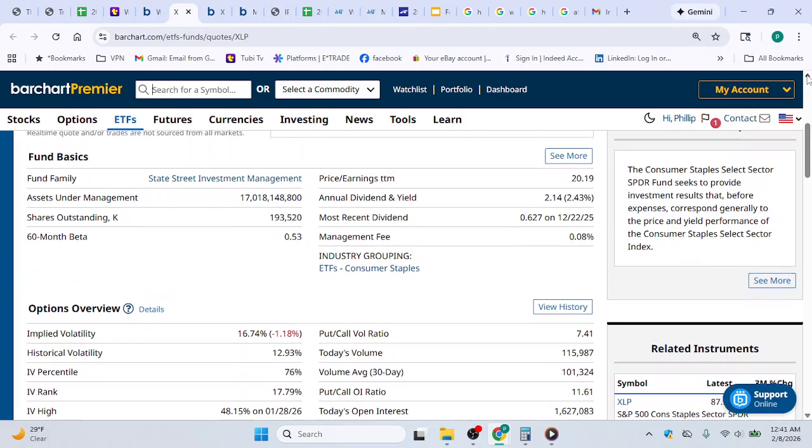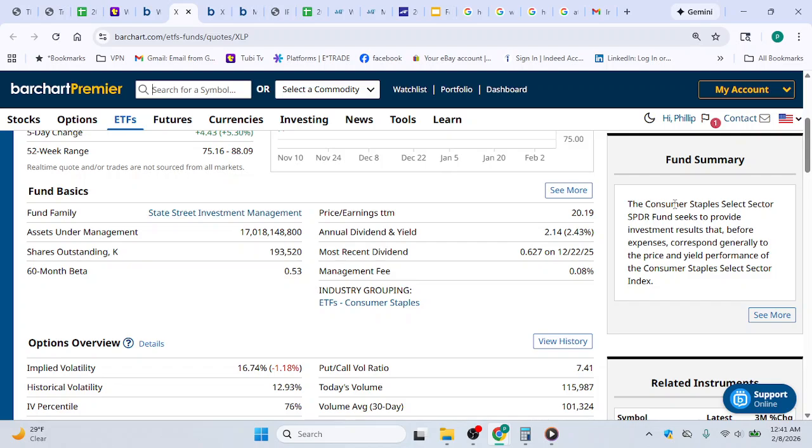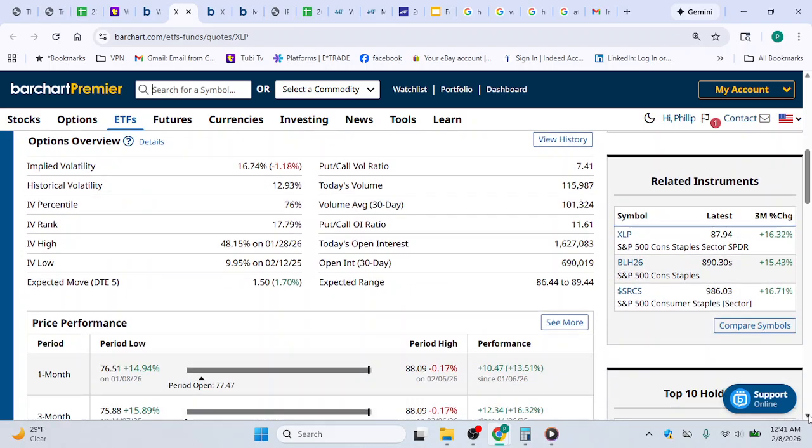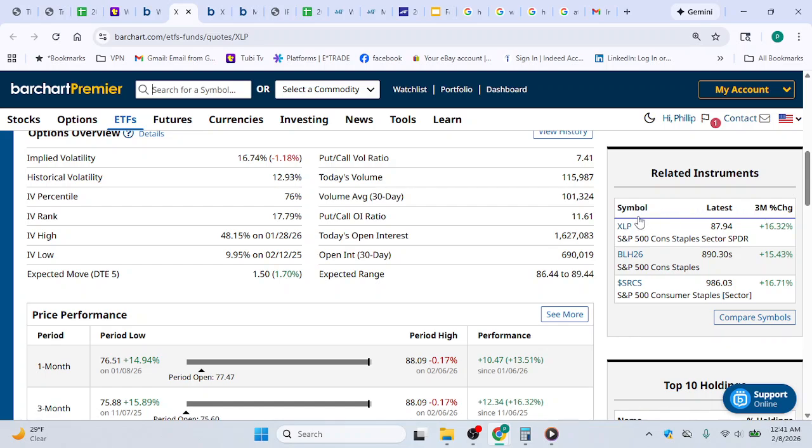Okay, so we also have a fund summary, right? So this just tells you about the fund. The Consumer Staples Select Sector SPDR Fund seeks to provide investment results that, before expenses, correspond generally to the price and yield performance of the consumer staples sector index, right? Then we can look at related comparable instruments. Here we've got that sector up over 3 months over 16%. That's very strong compared to these other ETFs, okay, and how they're doing.